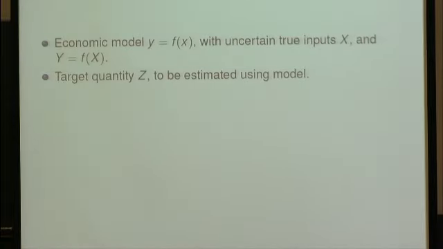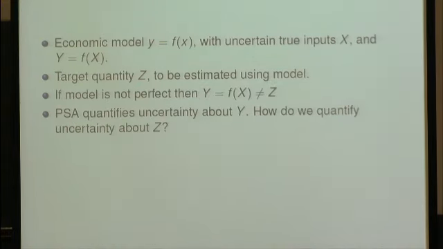Okay, now thinking about discrepancy, we'll introduce Z to represent the real thing, the thing in the real world that we're actually trying to predict. So what's the real true net benefit for our particular treatment? Now, if we've got an imperfect model, then we don't believe that plugging in the true values of the inputs and running it through the code is necessarily going to give us the true value of our target physical quantity that we want to predict.